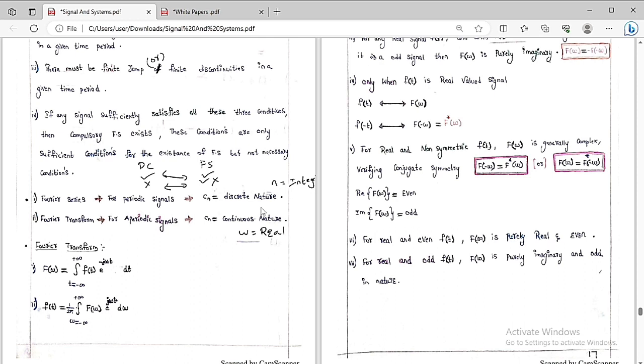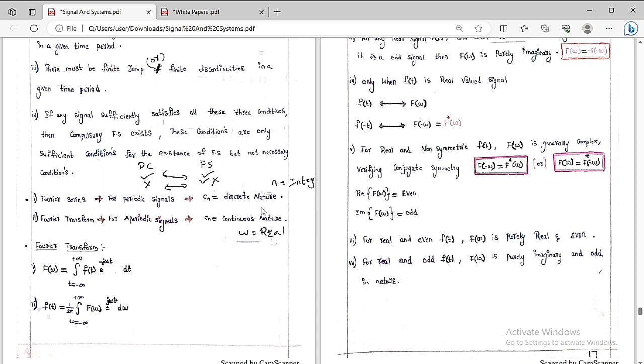So therefore we can say the Fourier series is applicable for periodic signals. And in this case, we have the Fourier series coefficients which are defined only for discrete values of n. Therefore, Cn is also defined for only discrete values of n, from n equal to minus infinity to plus infinity.